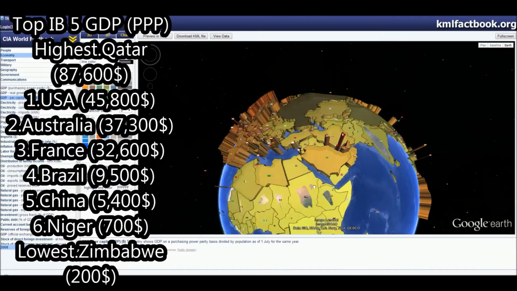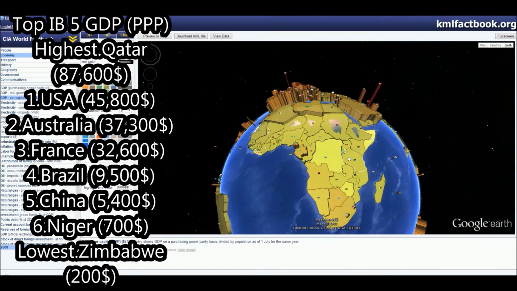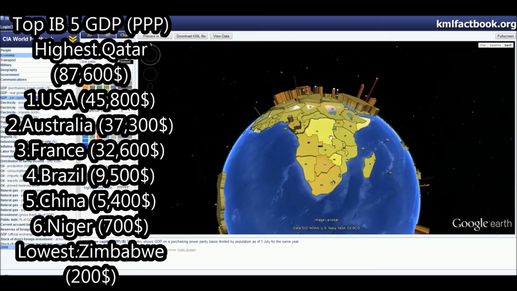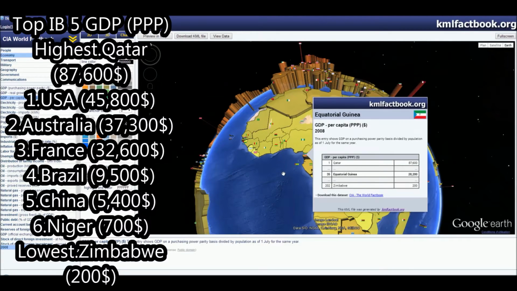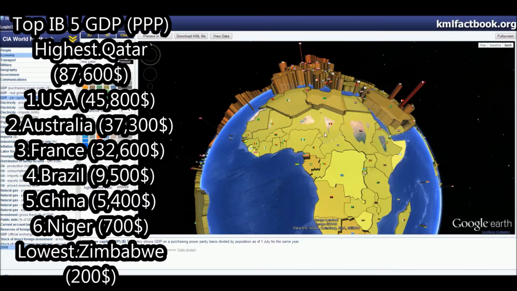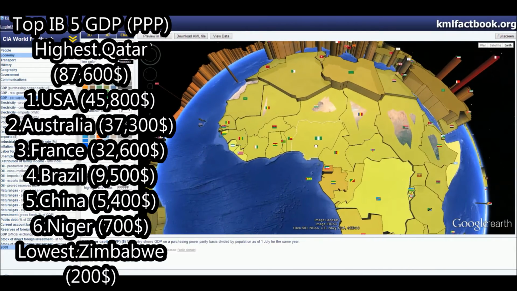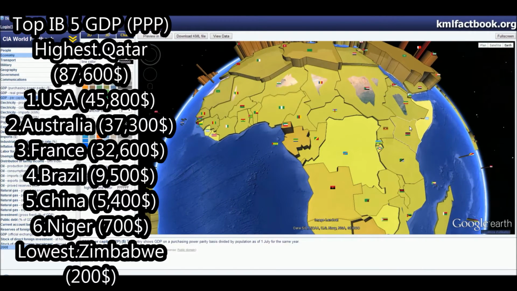And like I said, Zimbabwe, our lowest country, with $200 for the GDP. As we can see right now, apart from the south of Africa, many African countries, apart from Equatorial Guinea and Gabon and the north of Africa, are really poor, and we can see that GDP is very, very low. And in Africa, in Zimbabwe, we find the lowest GDP in the whole world.